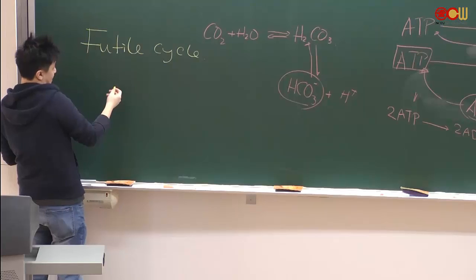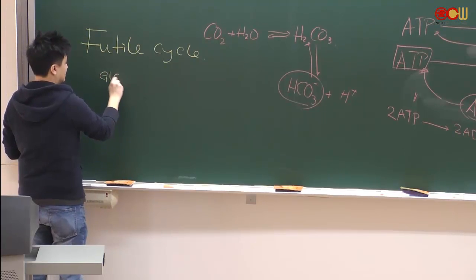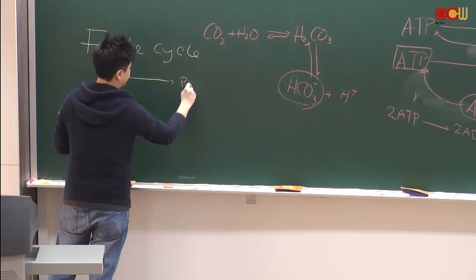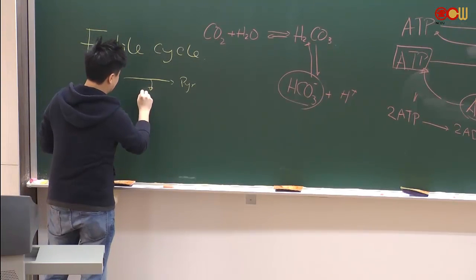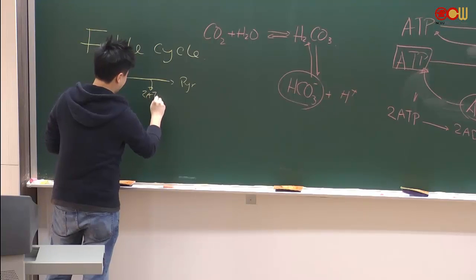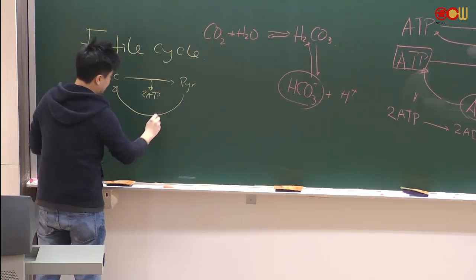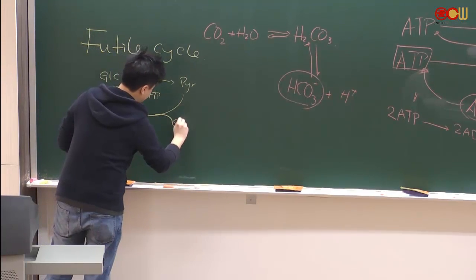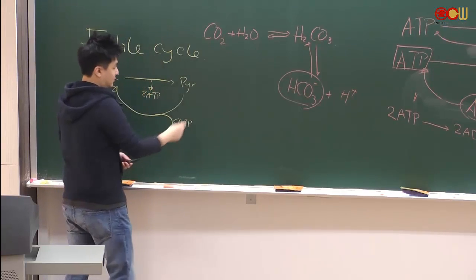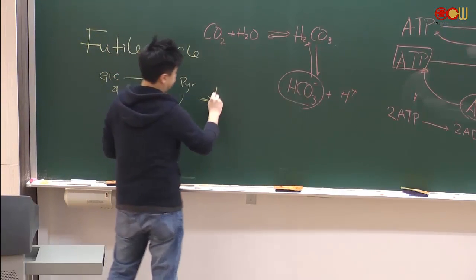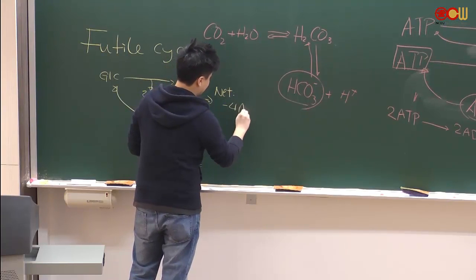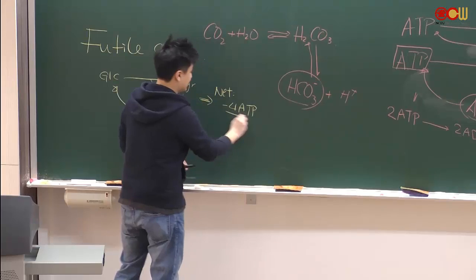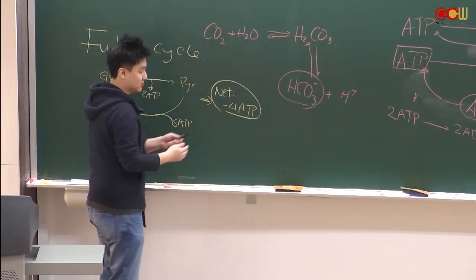Okay, why? Because glucose to pyruvate, I produce 2 ATP. Pyruvate back to glucose, I need to consume 6 ATP. So basically, the net is equal to minus 4 ATP. So I did nothing but consume 4 ATP. So that's not a good thing.